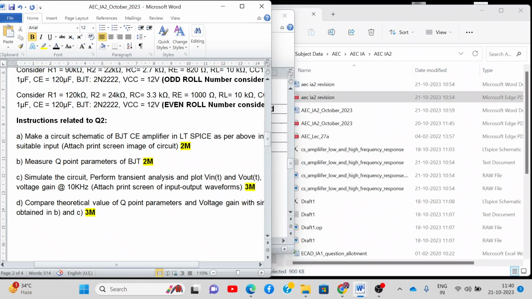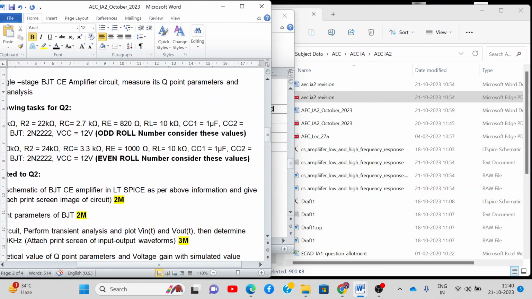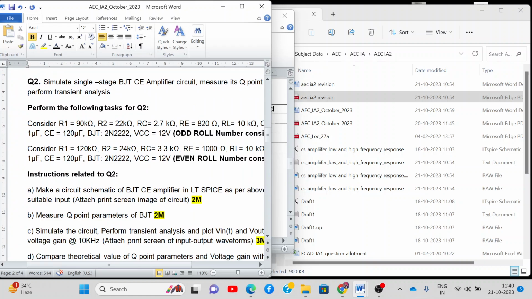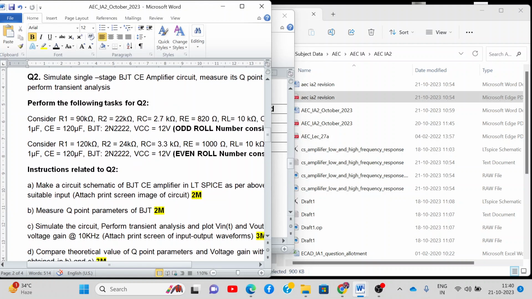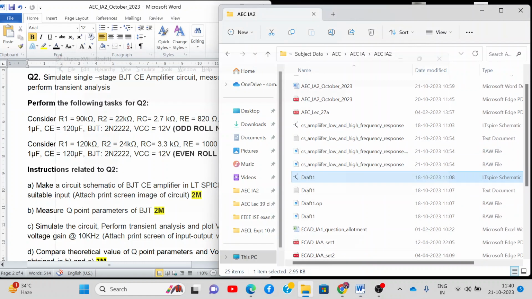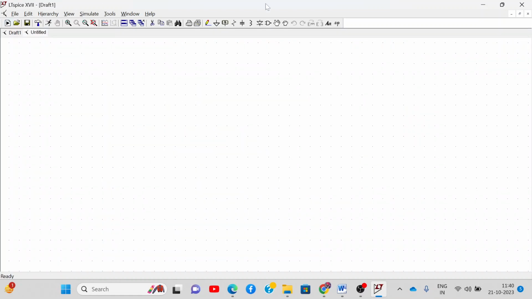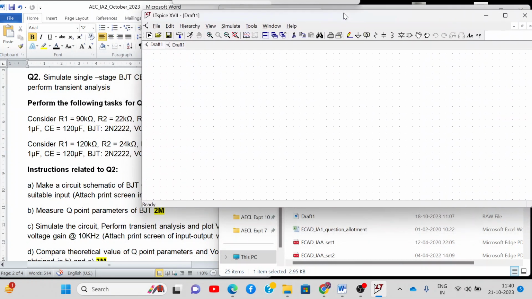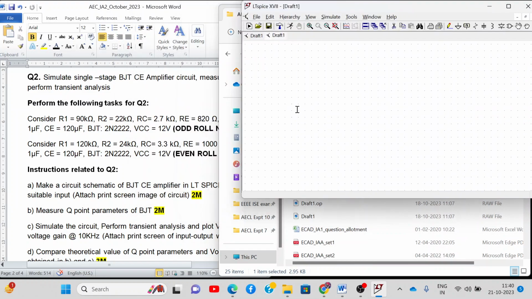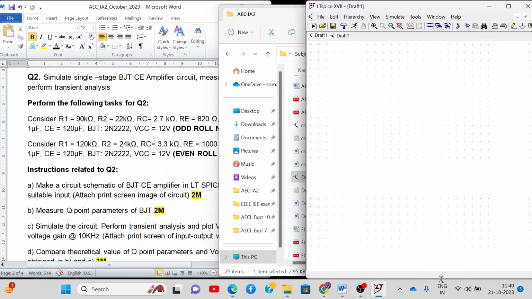Let me go to numerical number 2. So numerical number 2 is very easy, actually easiest of all. Simulate a single stage BJT amplifier, common emitter amplifier. I'll quickly do this because I think it is required. Let me go over here to tell you all certain things which you have to be careful about. Okay, so this will help you all to do it.